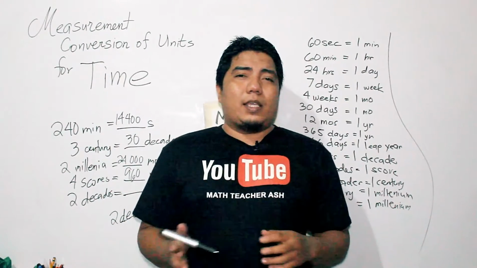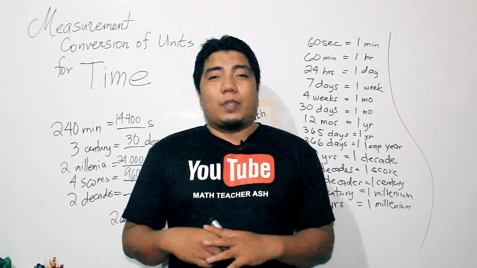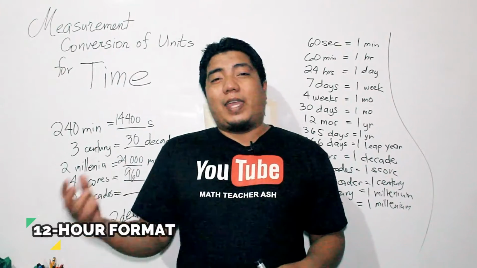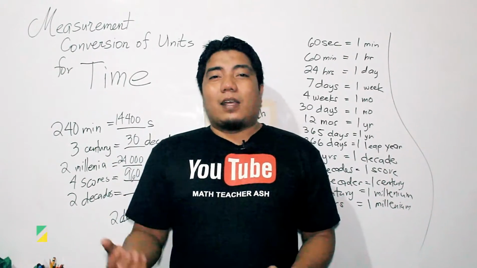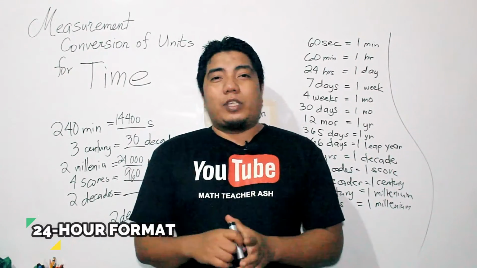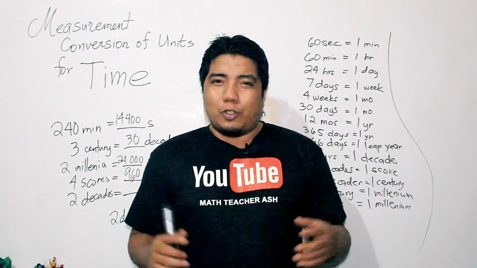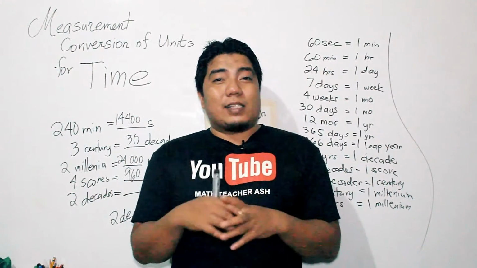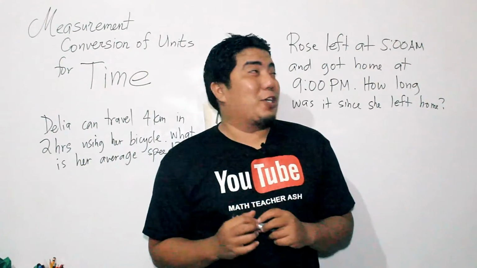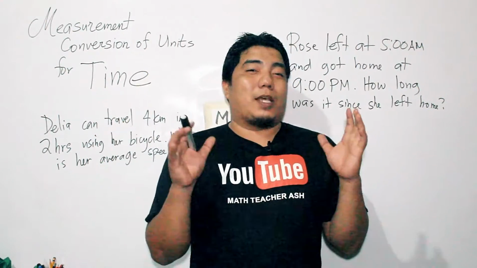Remember that time is presented into 2 formats. The 12-hour format, we have the AM and PM, and the 24-hour format, which is known as the military time. So how do we solve if we will encounter this kind of problems? Okay, math learners, we have here 2 word problems about time.